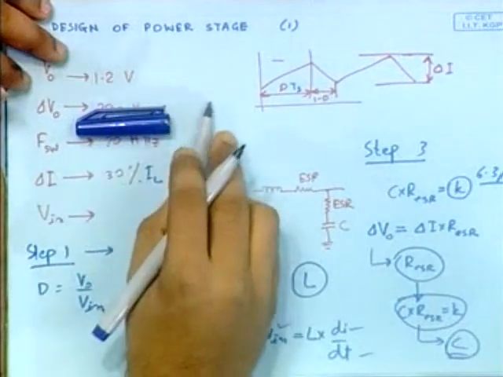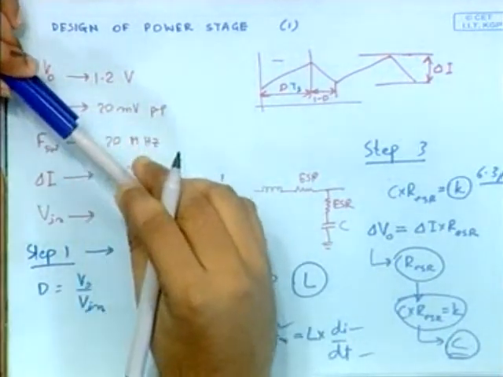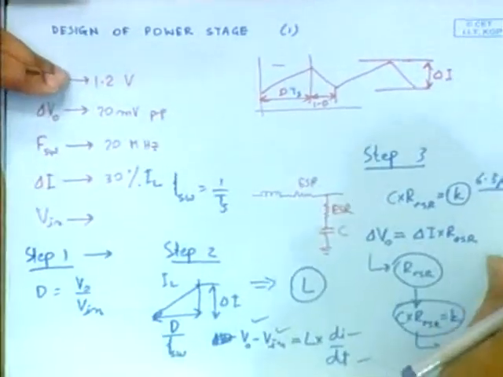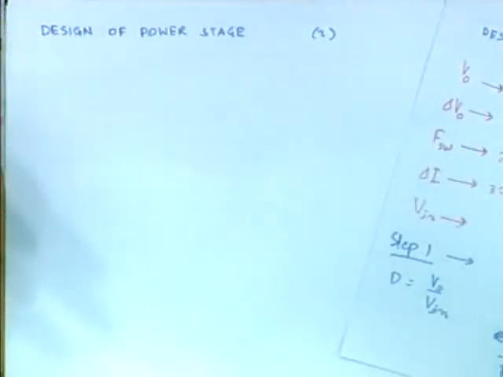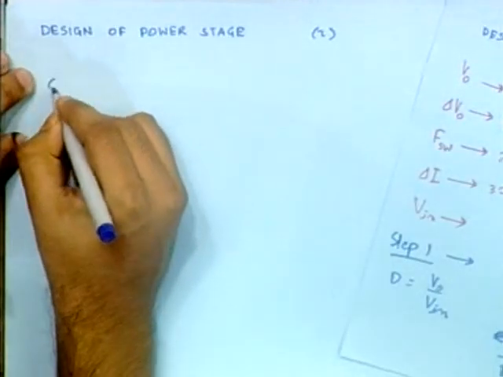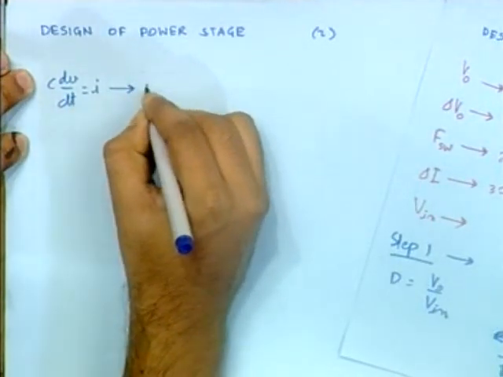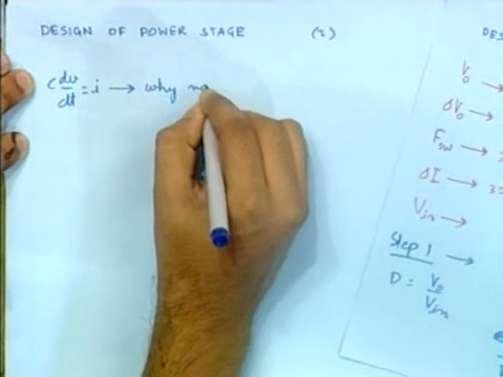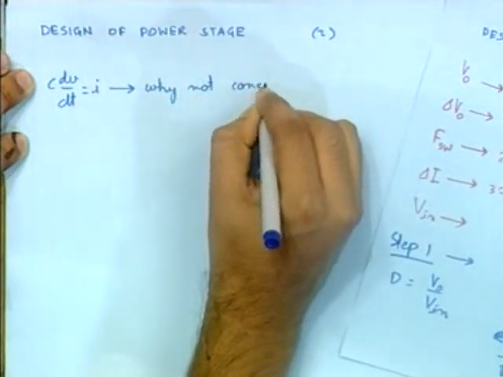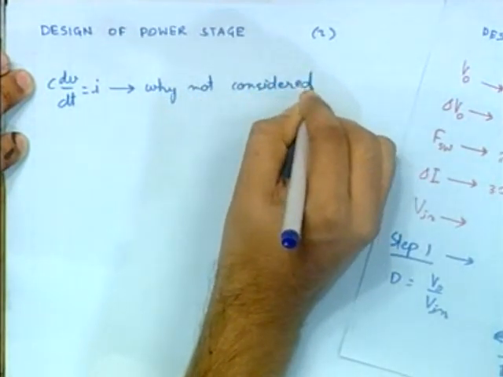Now, it may seem counterintuitive to you. Why is the C dV/dt equal to I expression not considered? It has not been brought into the picture at all. So are you ignoring the capacitance?